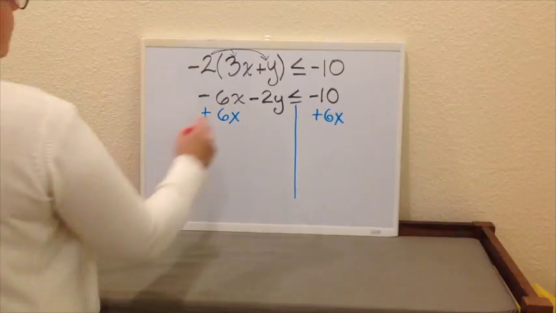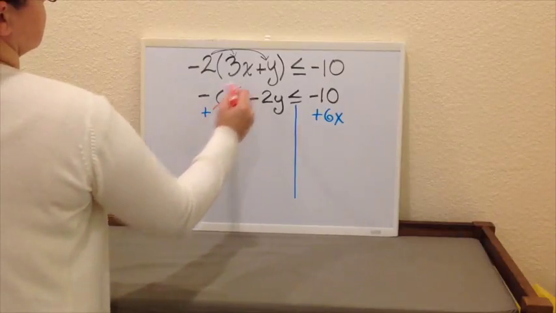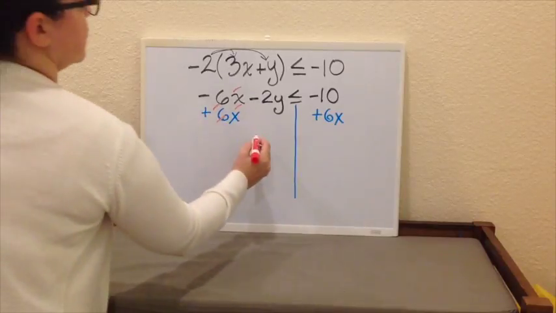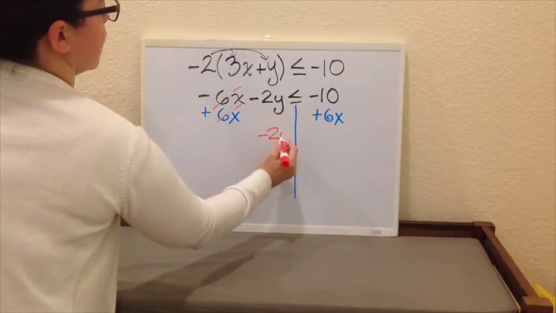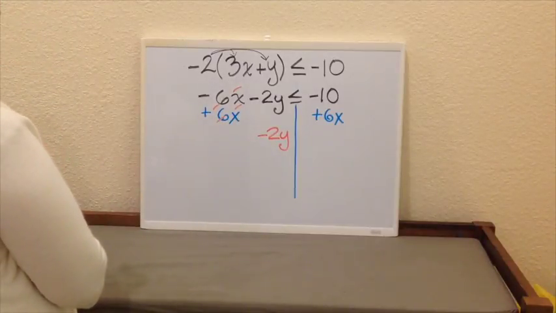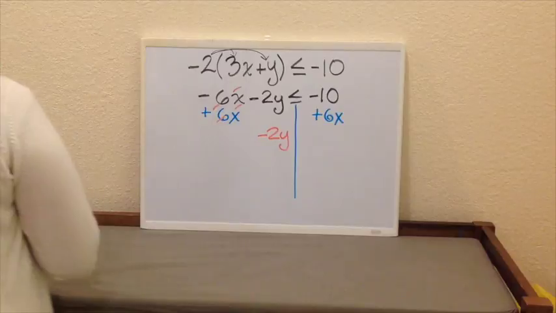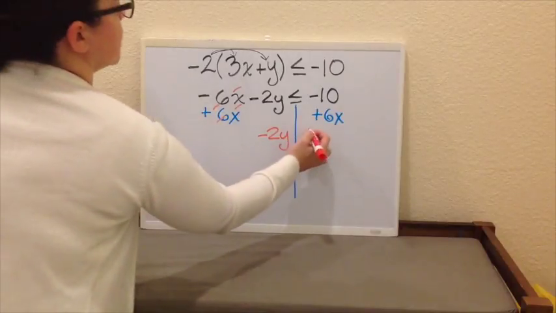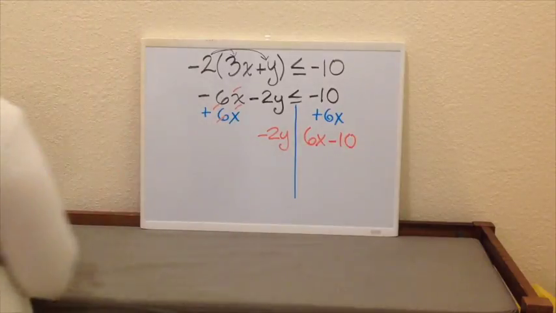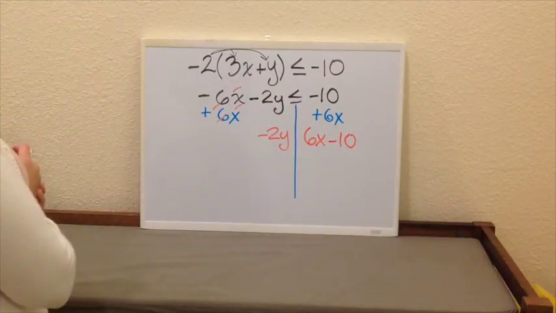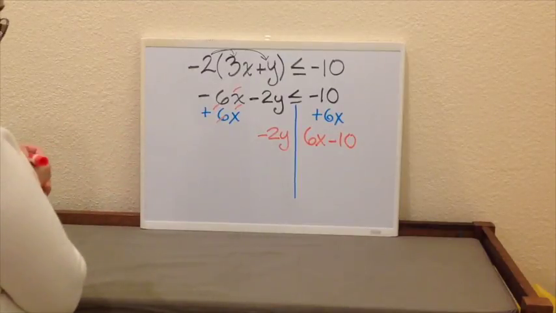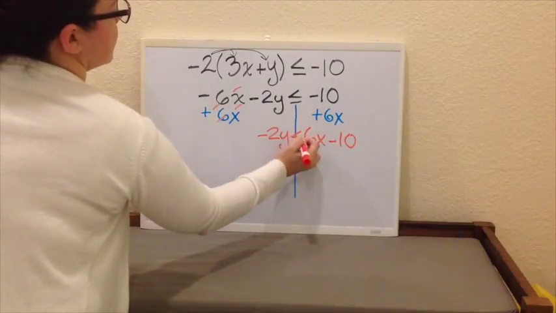After we do that, we will notice that the x's, negative 6x and positive 6x, cancel. What you have left is a negative 2y. And on the other side, I have negative 10 and positive 6x. Well, they are unlike terms, so we cannot combine them. They'll remain 6x minus 10 next to it. We need to check our inequality symbol. Have we done anything that will turn it? The answer is no. It will remain pointing in the same direction.